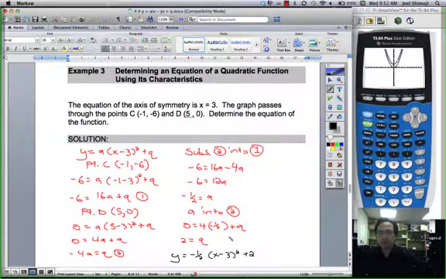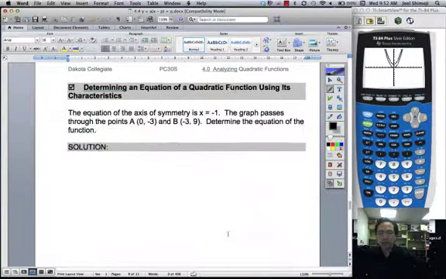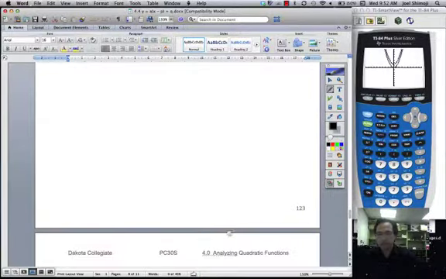You can look at this again because there's a lot of math in it. Try to check, see how that works for you. And we'll go on to the final example, which are the word problems.